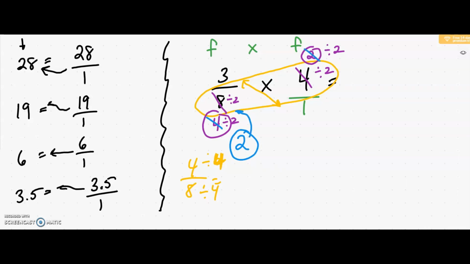And then the 2 divided by 2 becomes 1. Okay, now that looks like a mess. It looks like a lot. But let me rewrite the problem and show you what we really just did.